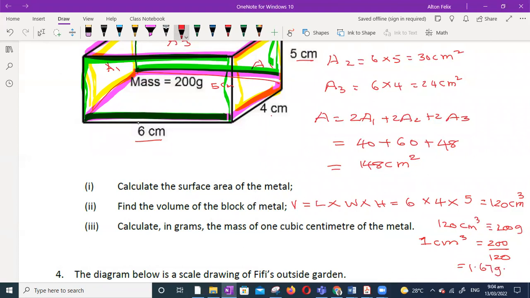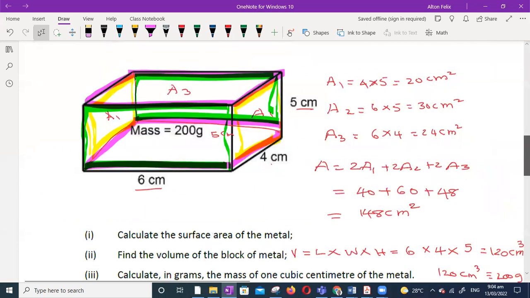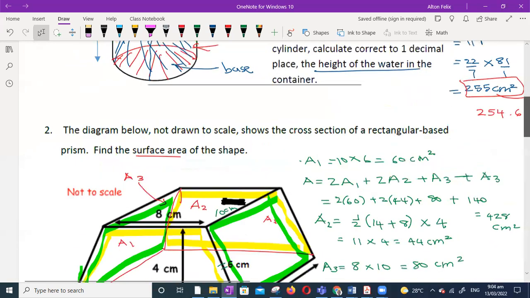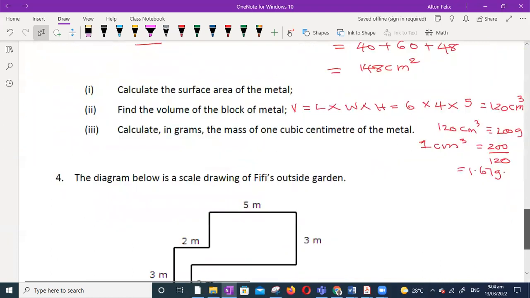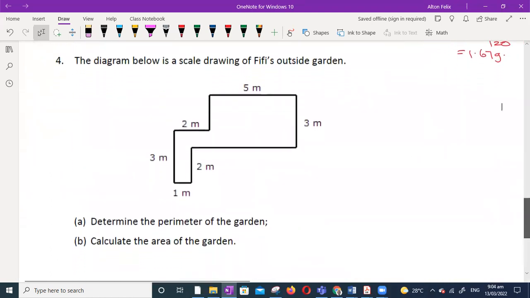Great. That was question number 3, so we're on to the last question here. Again, you're given a diagram here, and it's supposed to be the garden of Fifi.